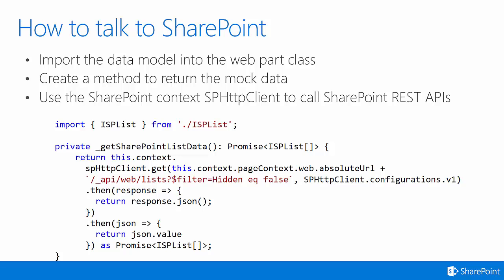Once the REST API returns the response, it returns the response's JSON object, and then when that is done, the JSON object's values are added to that interface I created to represent my data model.